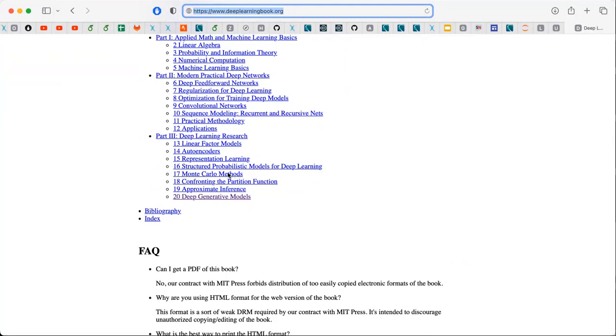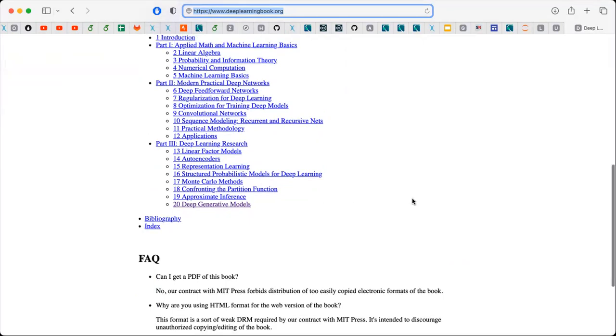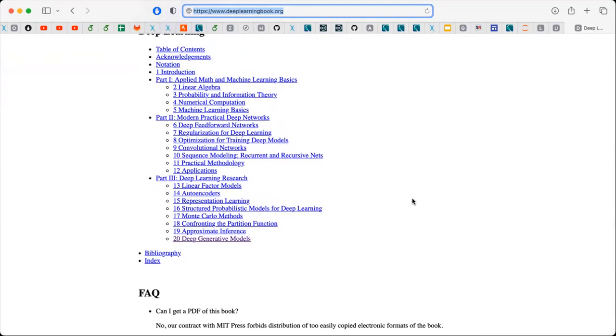And Monte Carlo methods are something which we have already covered. And then you have chapter 20 here, which deals with deep generative models. And Boltzmann machines are one of the types of models which are used. And they often form the basis for many of these approaches.